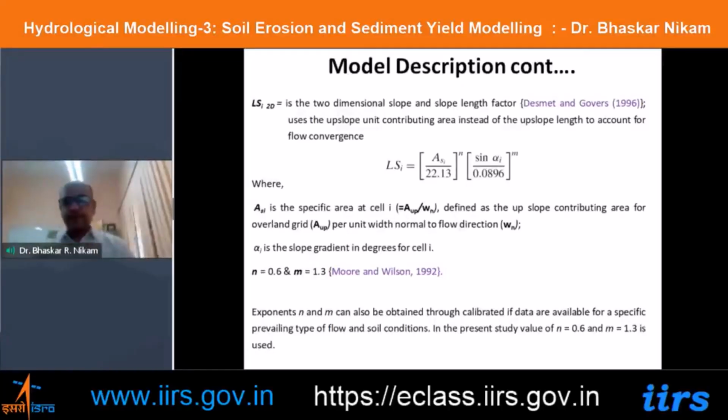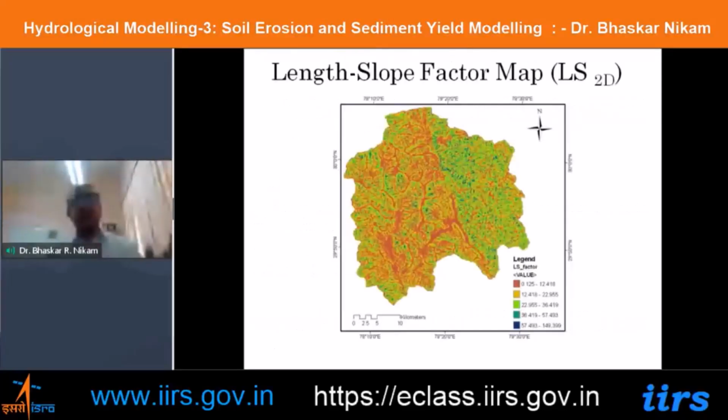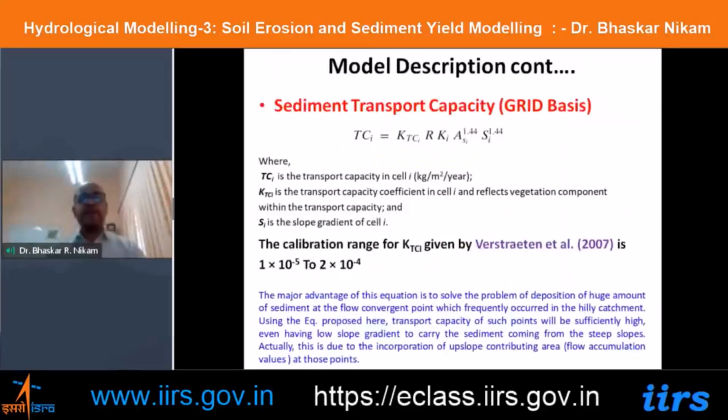Once the LS factor is calculated, you can multiply that and calculate the soil erosion. We can use the same parameters as RUSLE to calculate transport capacity. But to calculate transport capacity, we also have to use one transport capacity coefficient, which will in turn be used to calibrate the model.